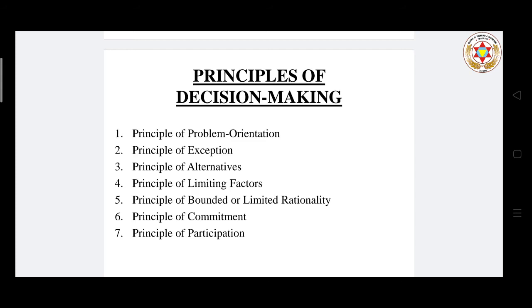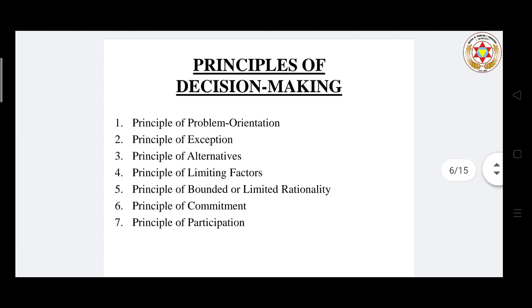Next is principle of bounded and limited rationality, means a manager must settle for bounded or limited rationalities, means they should pick up a course of action that is satisfactory or good enough under the existing circumstances. Then it says principle of commitment, means both the manager himself and the subordinate are committed to implement the decisions. And the last one is the principle of participation, means the manager should understand that the participation of the subordinates in decision making process not only improves their quality but also inculcates in him a sense of commitment and support for such decisions.